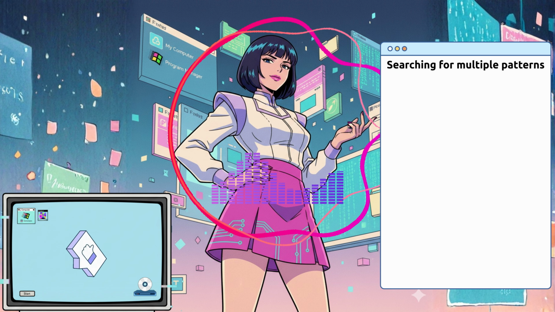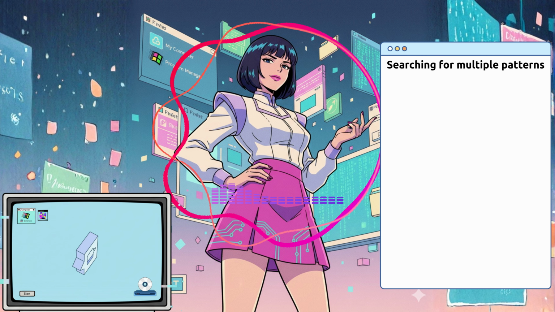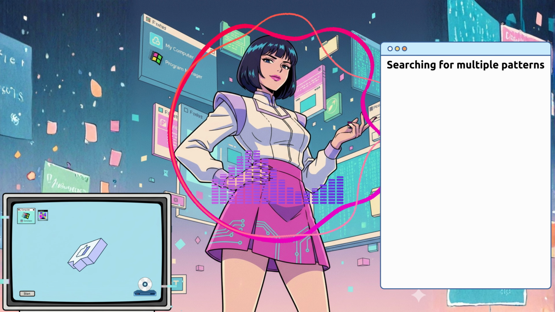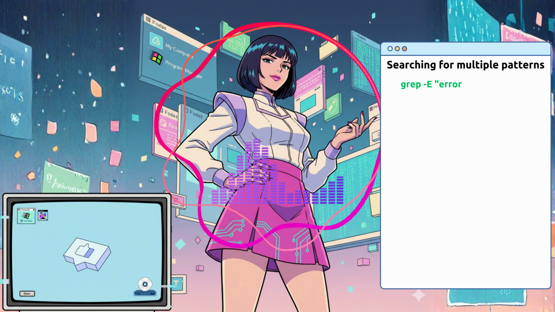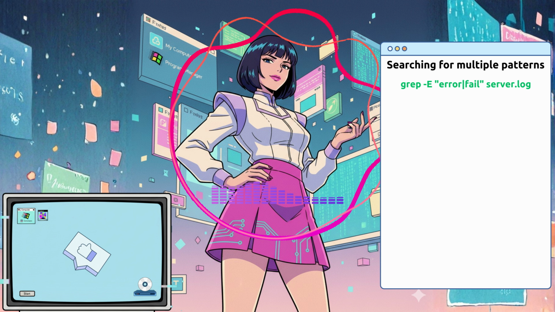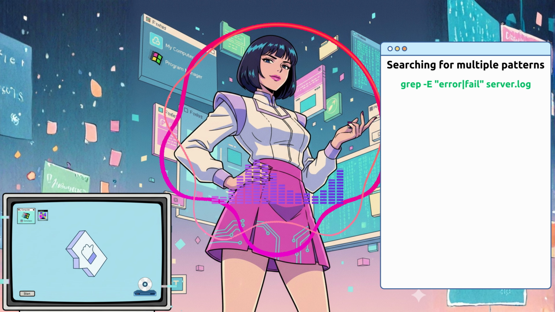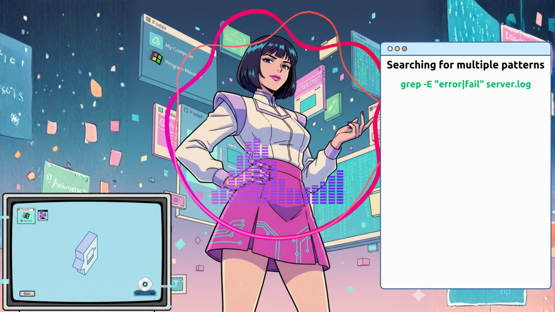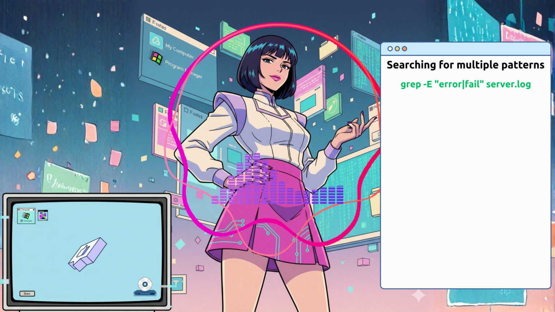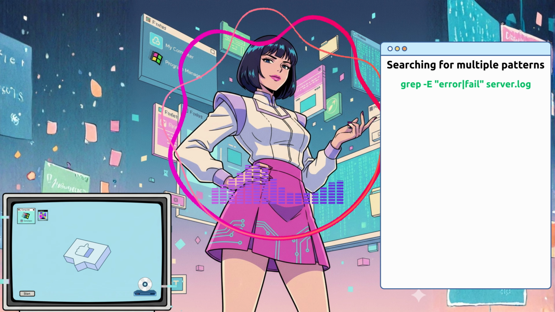Searching for multiple patterns. To search for multiple patterns at once, like error or fail, use -E. The -E option enables extended patterns so you can use OR logic, like error|fail, and get lines that match any of them.